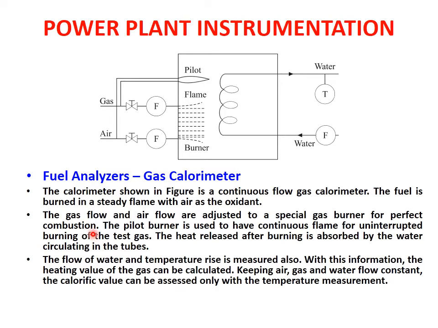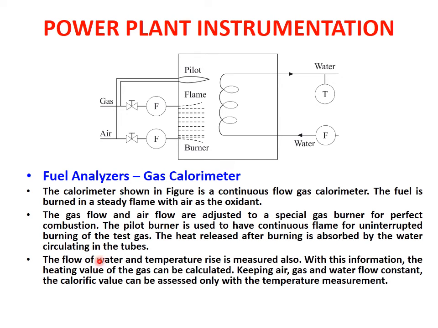The calorimeter shown in the figure is a continuous flow gas calorimeter. The fuel is burned in a steady flame with air as an oxidant. The gas flow and air flow are adjusted to a special gas burner for perfect combustion. The pilot burner is used to have a continuous flame for uninterrupted burning of the test gas.